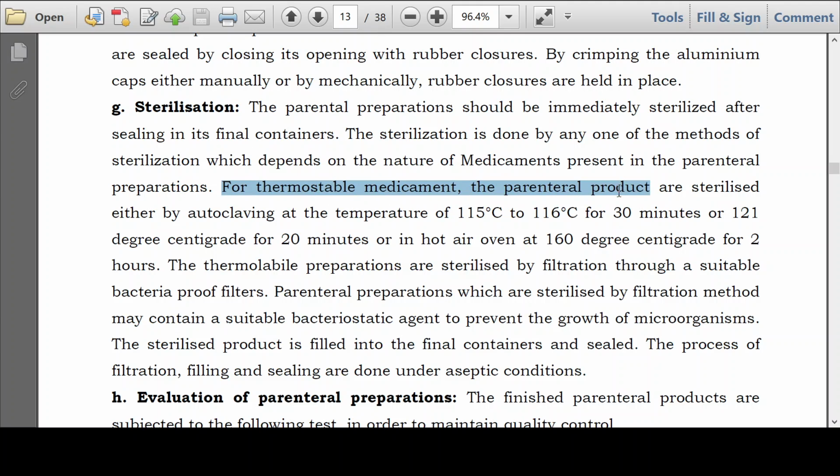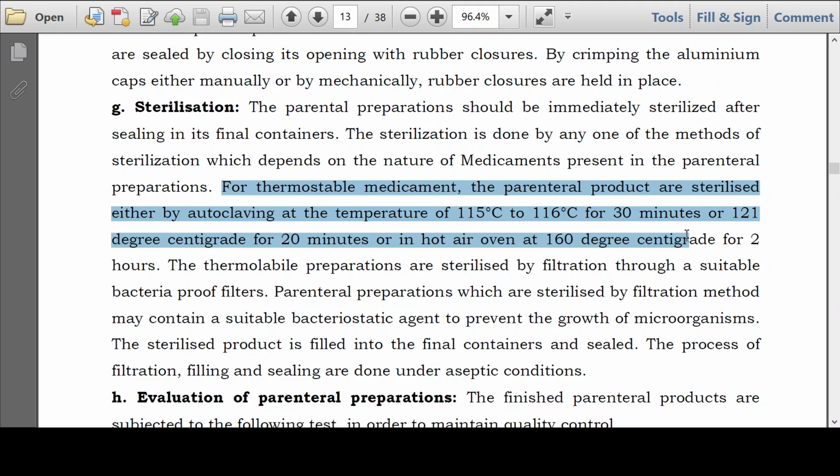For thermostable medicament, the parenteral products are sterilized either by autoclaving at a temperature of 115 degrees Celsius for 30 minutes or at 121 degrees centigrade for 20 minutes, or in a hot air oven at 160 degrees centigrade for 2 hours. So the parenteral product which contains a thermostable material. So thermostable material indicates the material which is stable at higher temperature. If such kind of material is present inside the parenteral product, which is stable at higher temperature, then autoclaving or hot air oven can be used for sterilization of the product.